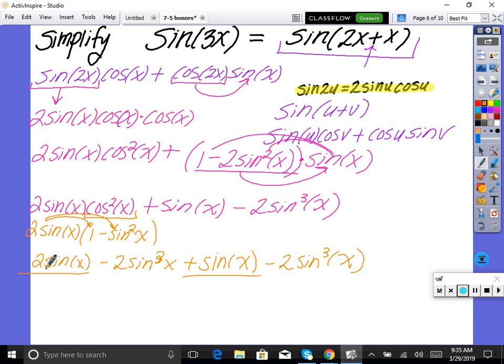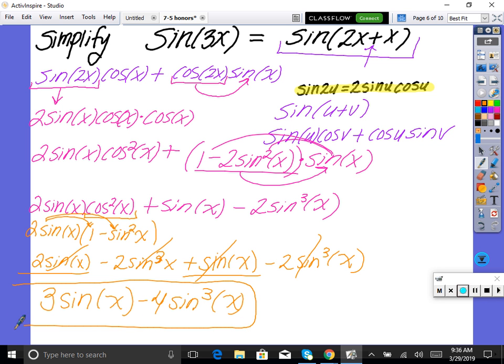So we have 2 sines of x plus 1 sines of x is how many sines of x? 3. Okay, 3 sine of x. And then we have minus 4 sine cubes of x. We're just combining like terms. So why is that considered more simplified, you guys? Because once again, just x instead of 2x inside of the parentheses. So even though it doesn't really look that pretty.